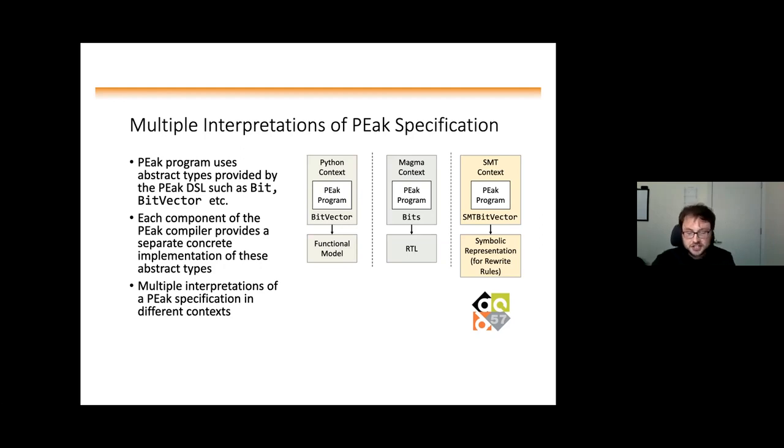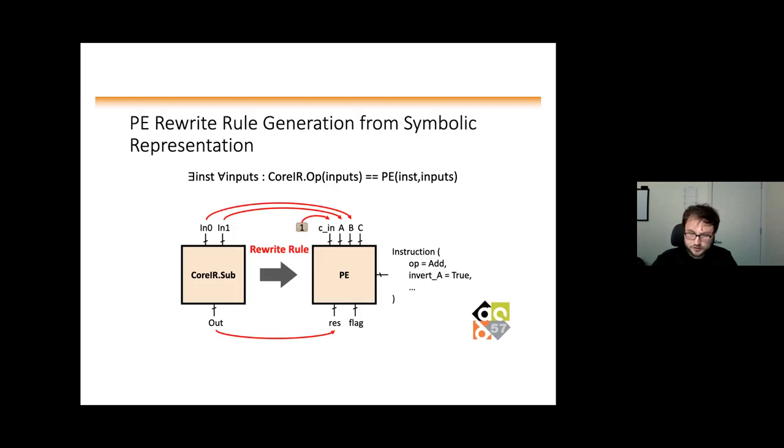And then in an SMT context, one would use a quantifier-free SMT bit vector implementation and generate a symbolic representation. So A plus B would return the symbolic expression A plus B represented using SMT. And that last one, as I'll show in the next slide, is used to automatically generate rewrite rules.